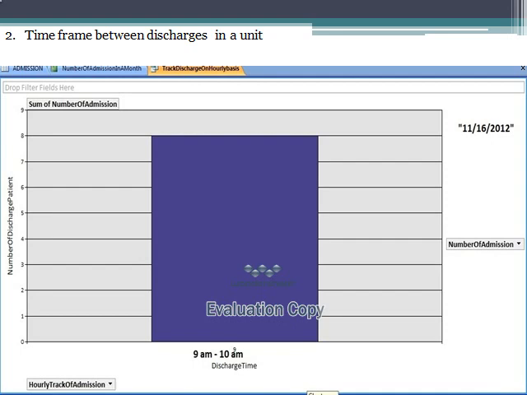Similarly, we can generate reports for discharges in a unit. This report captures the time frame between discharges in a unit on 16th of November 2012. As we can see, there were 8 discharges during the 9 a.m. to 10 a.m. time frame.